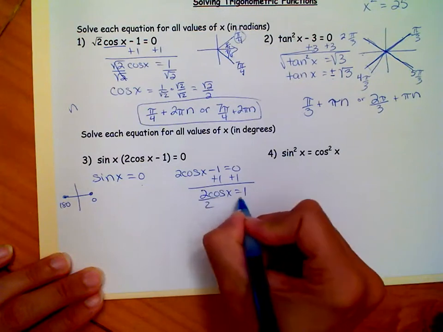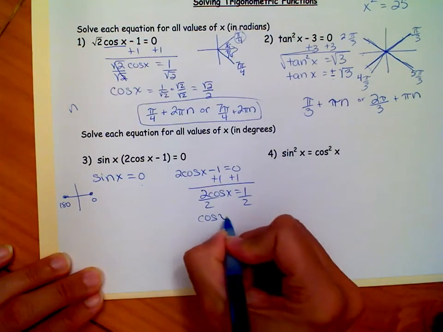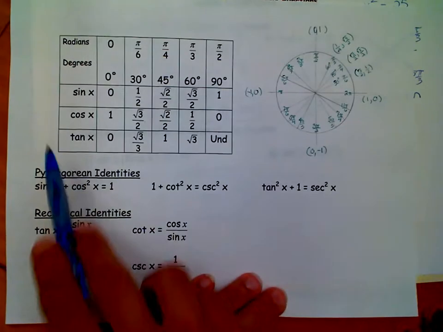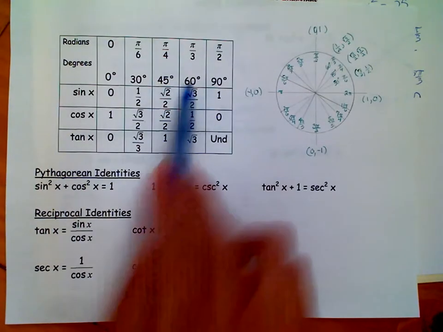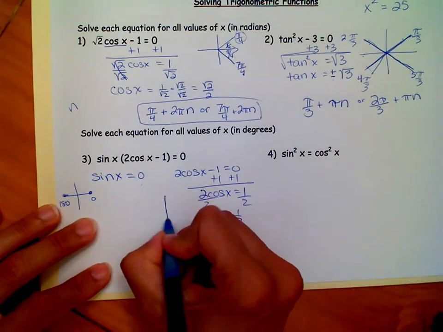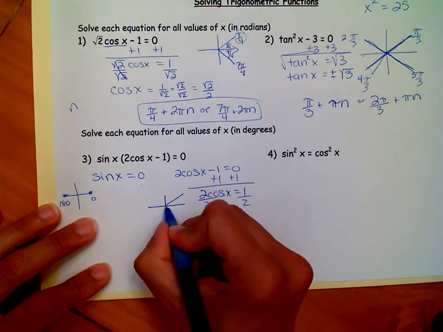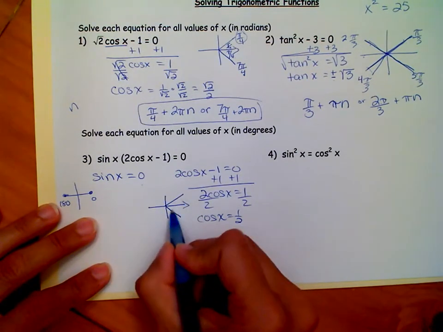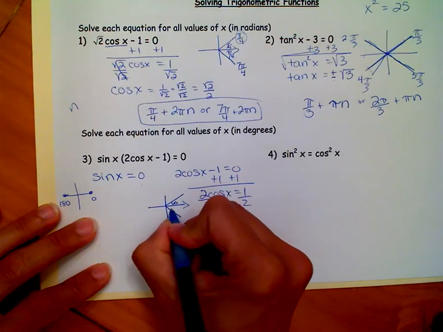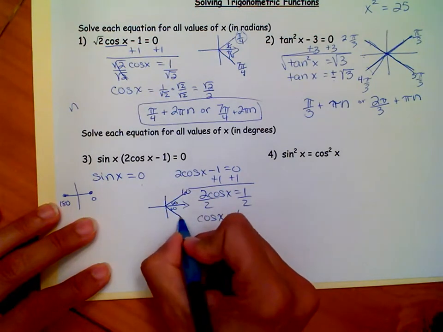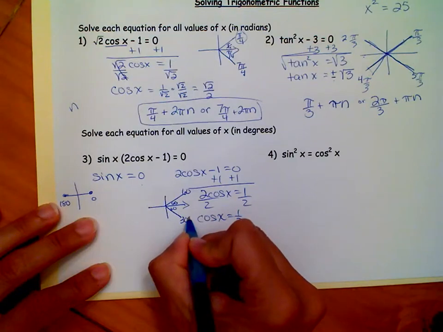If I add 1 over here, and then I divide by 2, I get cosine x equals 1/2. Well, when is cosine 1/2? Cosine's 1/2 at 60 degrees. So for cosine, it's positive in these two quadrants because it's x, and x is always positive when you go to the right. So I have little reference angles of 60, which means this answer is 60, and this is 360 minus 60, which is 300.